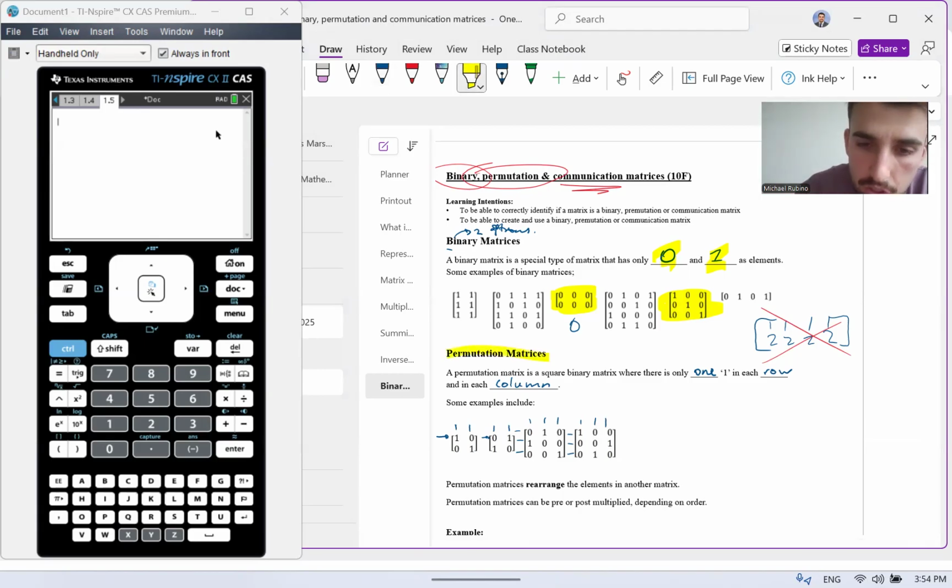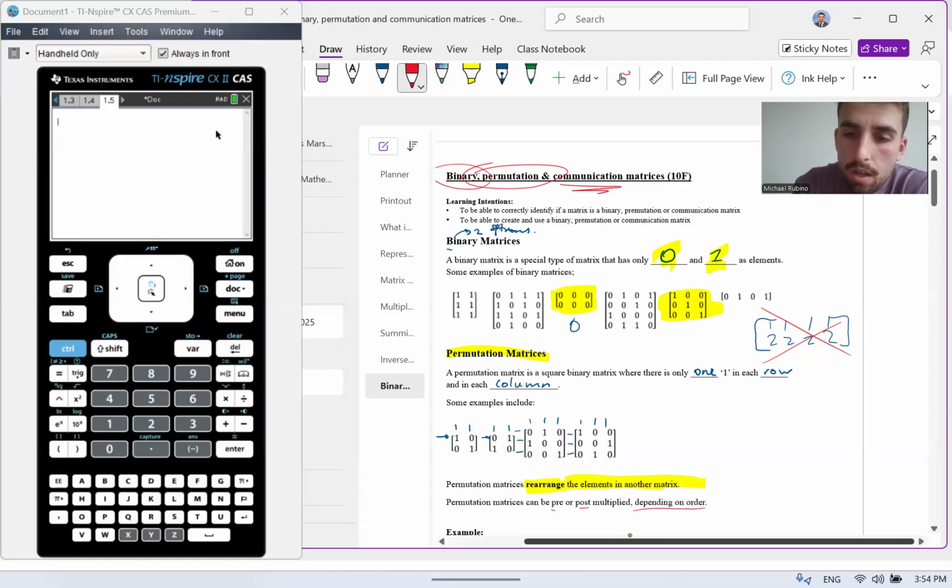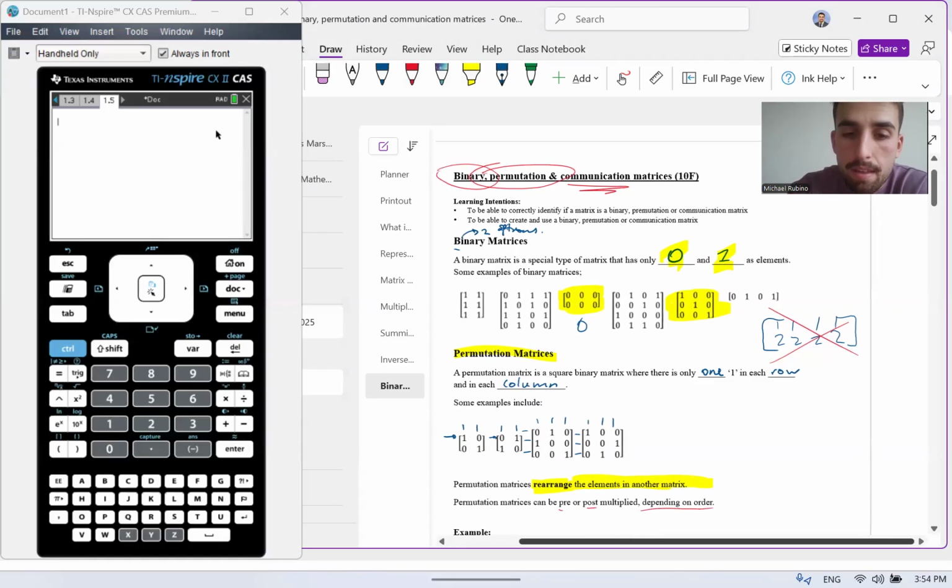Its use is to rearrange the elements in another matrix. So what it would do is grab something maybe that's in the first position and pull it to another position. It is used to rearrange elements in matrices. Permutation matrices can be pre or post multiplied depending on the order. So whatever is needed, that is where it can sit.